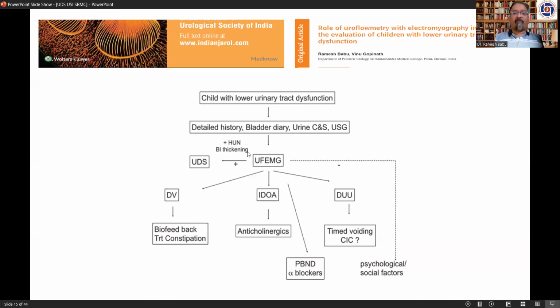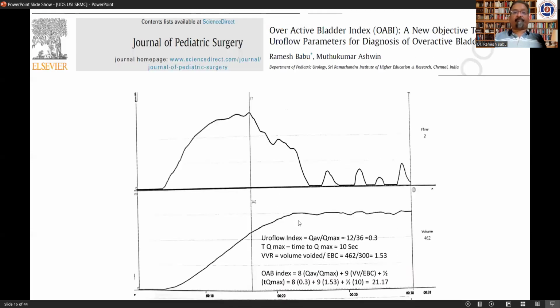So only when you have a hydroureteronephrosis or bladder wall thickening, we actually ask for urodynamics. Otherwise, it's voiding dysfunction. So we go for Uroflow EMG. And if it is a dysfunctional voider, then biofeedback and treatment of constipation is what is needed. If it is an overactive bladder, then anticholinergics or even sacral neuromodulation can be useful. And if it is detrusor underutilization disorder, then timed voiding, CIC, all those things can be tried.